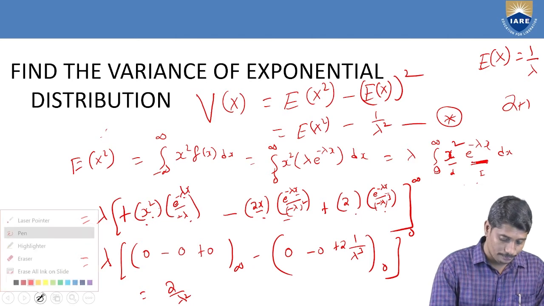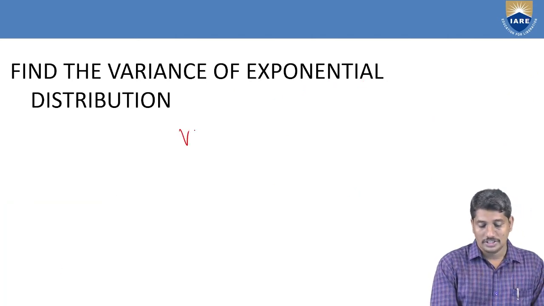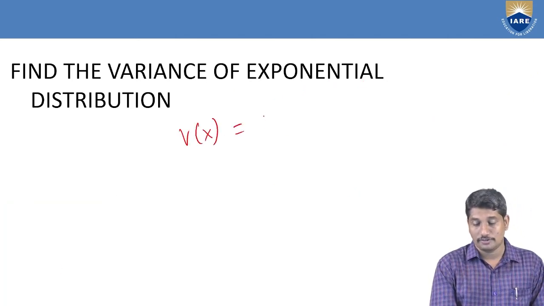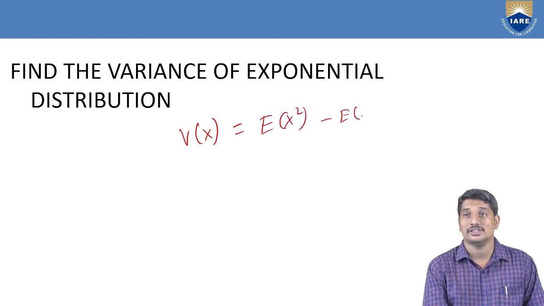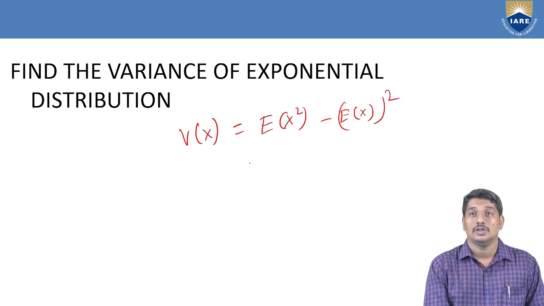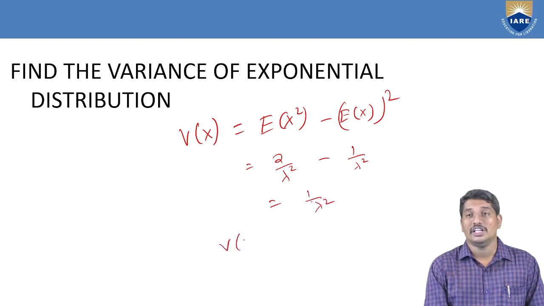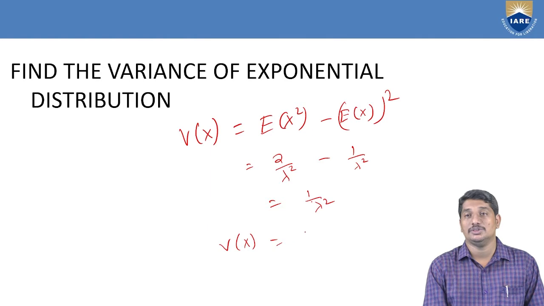Now we started with variance. The formula is E of x square minus E of x whole square. This we obtained as 2 by lambda square, and this we obtained as 1 by lambda square. By subtracting, we will get 1 by lambda square. So finally, we declare that the variance of exponential distribution is 1 by lambda square.